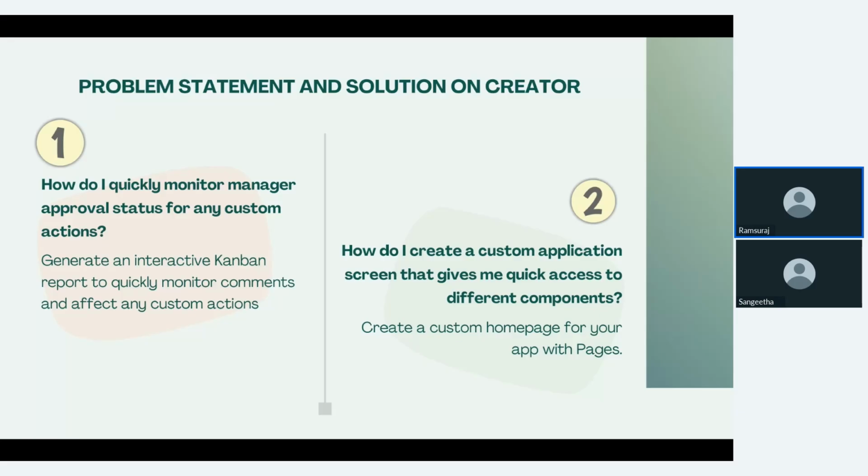And then the second question: how do I create a custom application screen that gives me quick access to different components? Simply, we create a page in Zoho Creator. Inside, we can create a custom homepage, add elements to the pages, or use widgets to enhance the page features, and then publish it as an application.